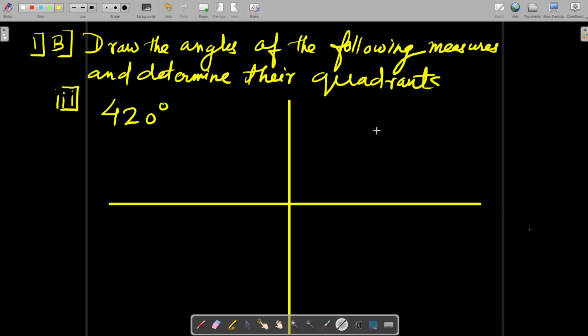So this is our first quadrant, second quadrant, third quadrant and fourth quadrant. This is first quadrant, second quadrant, third quadrant and fourth quadrant. So we will start from here.